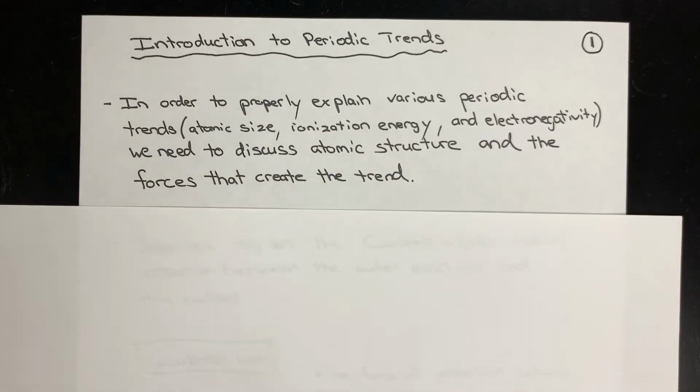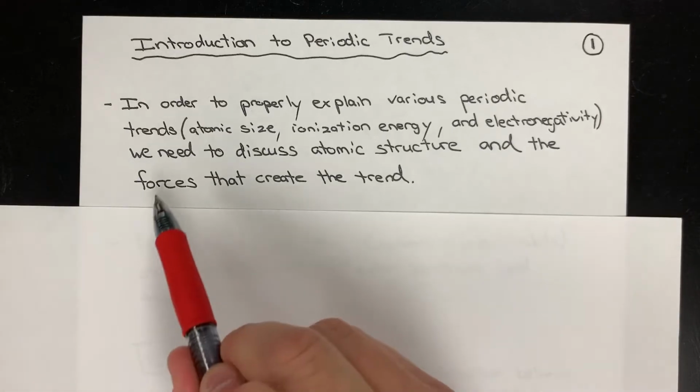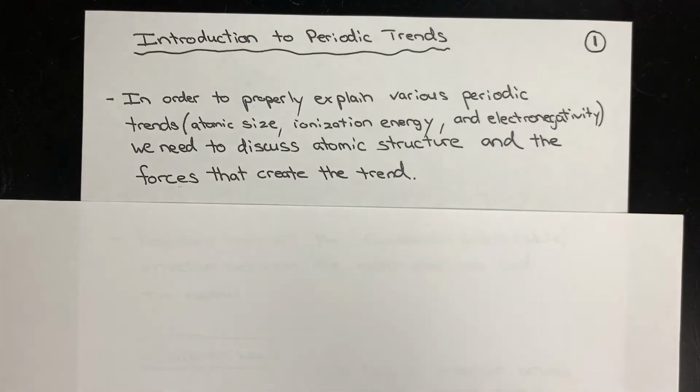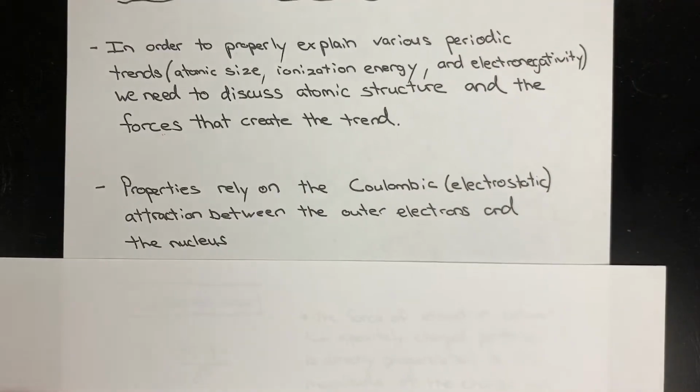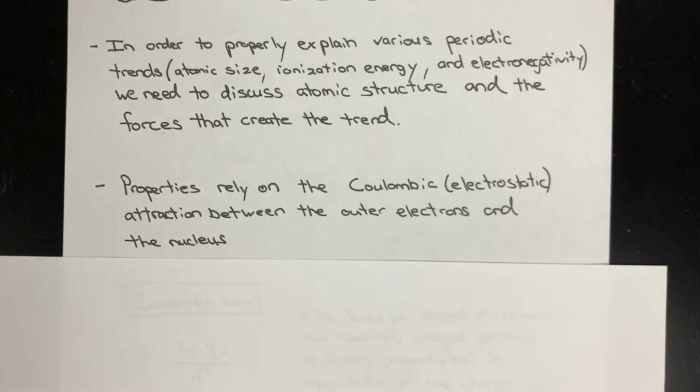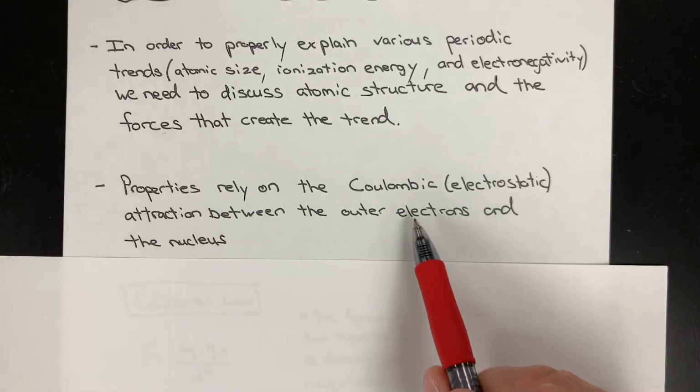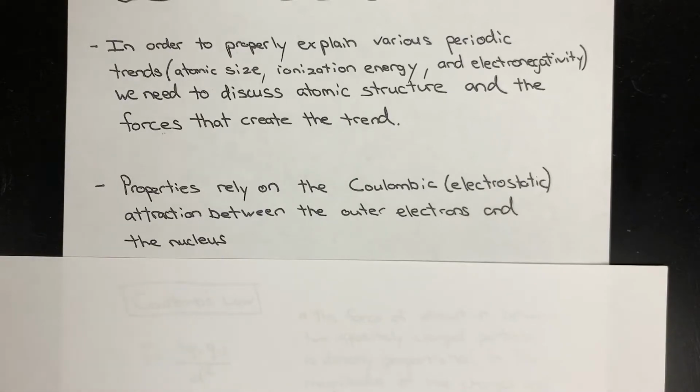You know, chemistry is the study of matter. It's the study of energy. And so today's video is really going to focus on the energy associated with forces, right? Really attractive forces, or perhaps at times even repulsive forces. Now, these properties, these trends of the periodic table, rely on what we call the Coulombic attraction between the outer valence electrons and the nucleus, right?